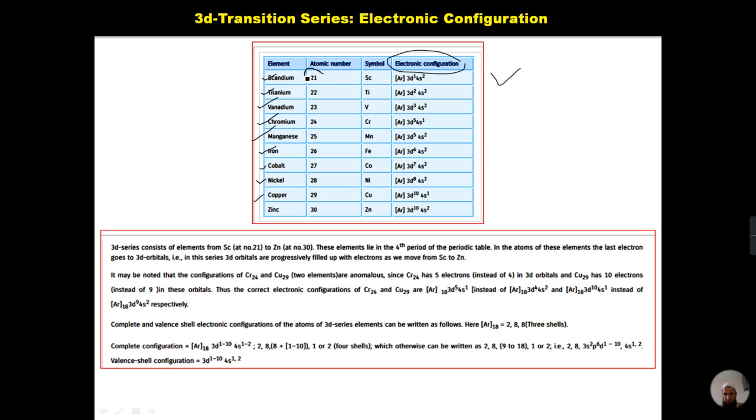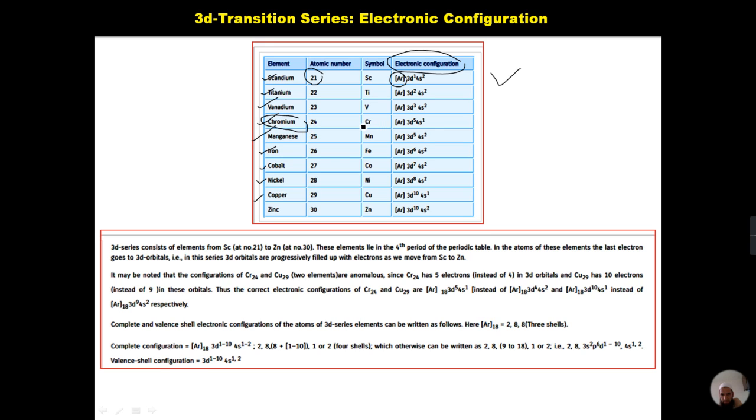Since it has atomic number 21, that means the number of electrons is equal to the number of protons. If your atom is neutral, that means it has 21 electrons. Argon, we know, has atomic number 18. So you add 18 electrons plus 1 and 2, that is 21. This is how you write the electronic configuration of these elements. Now, the main thing here is that you move to chromium.